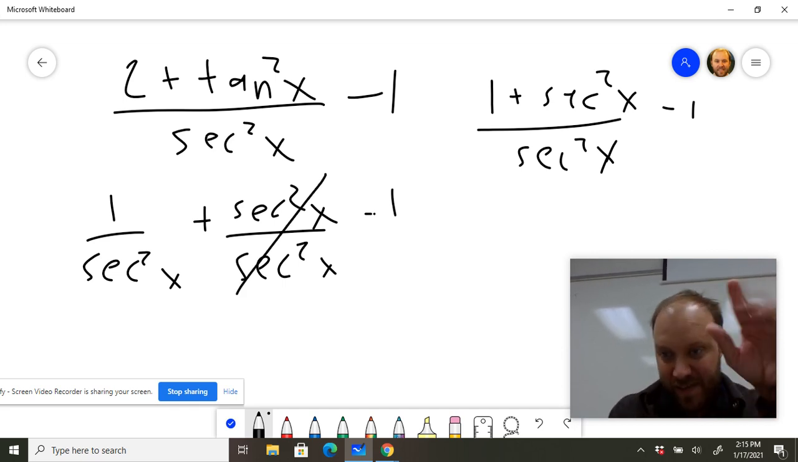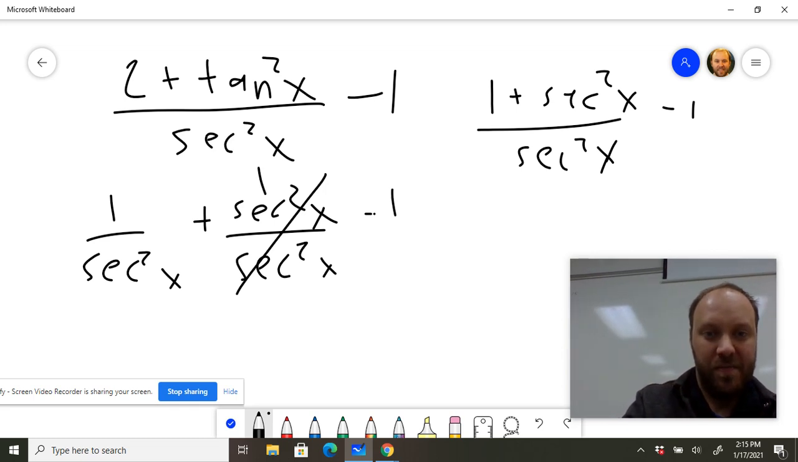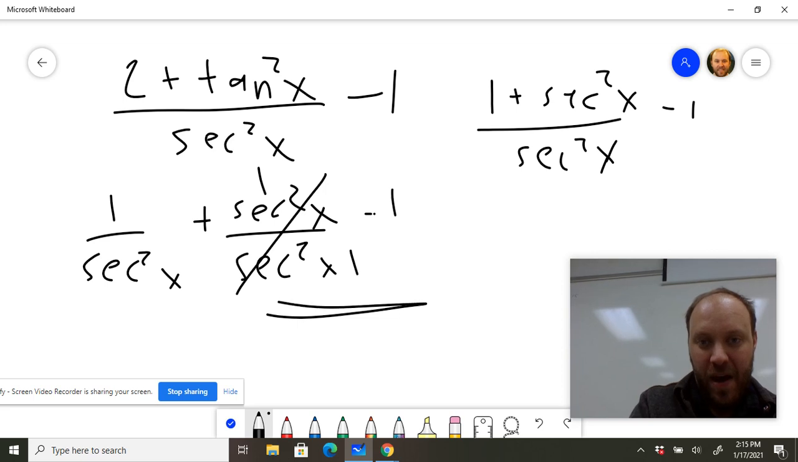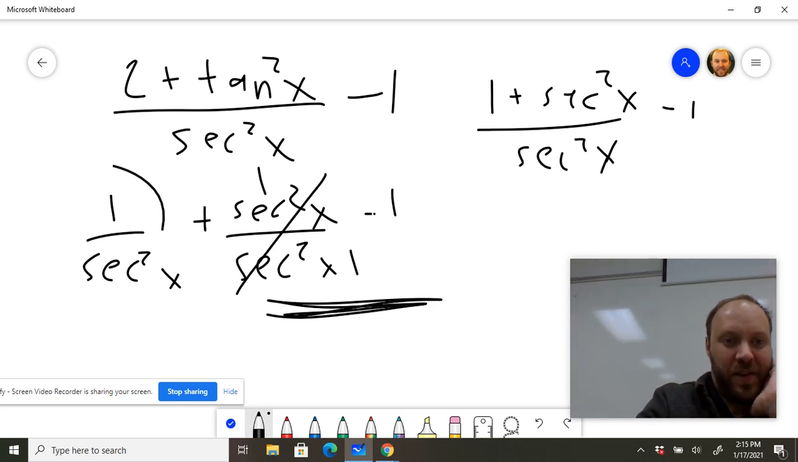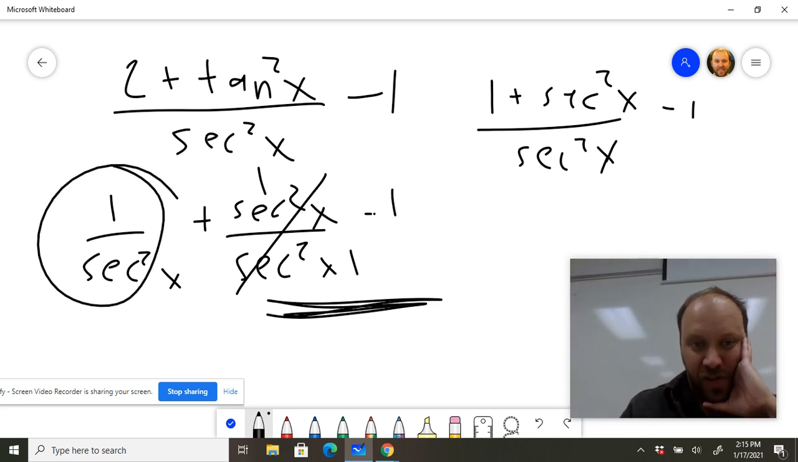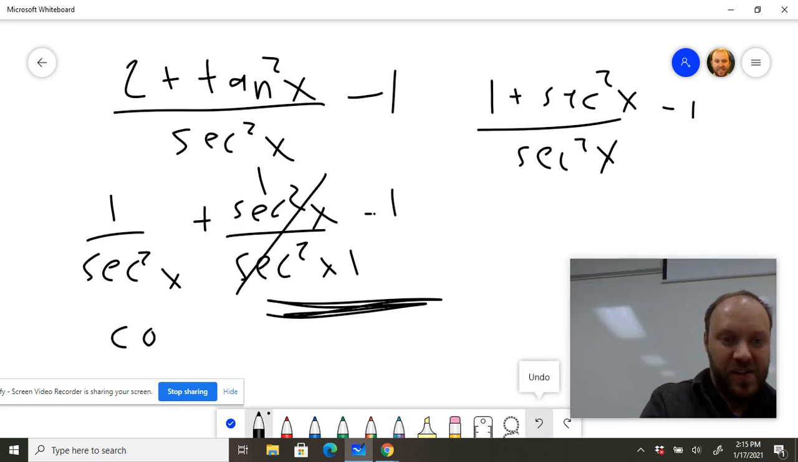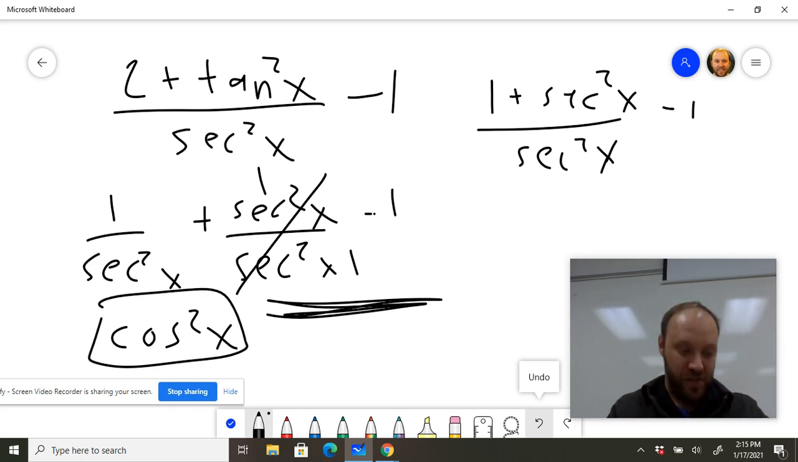You have to be careful. It doesn't cancel. Sometimes people say that it cancels to 1. But notice now we've got a 1 minus a 1 here. And the only thing we're looking at here now is the 1 over secant squared of x. 1 over secant squared of x, of course, is the same thing as the reciprocal, cosine squared of x. And you've got your final simplified version there.